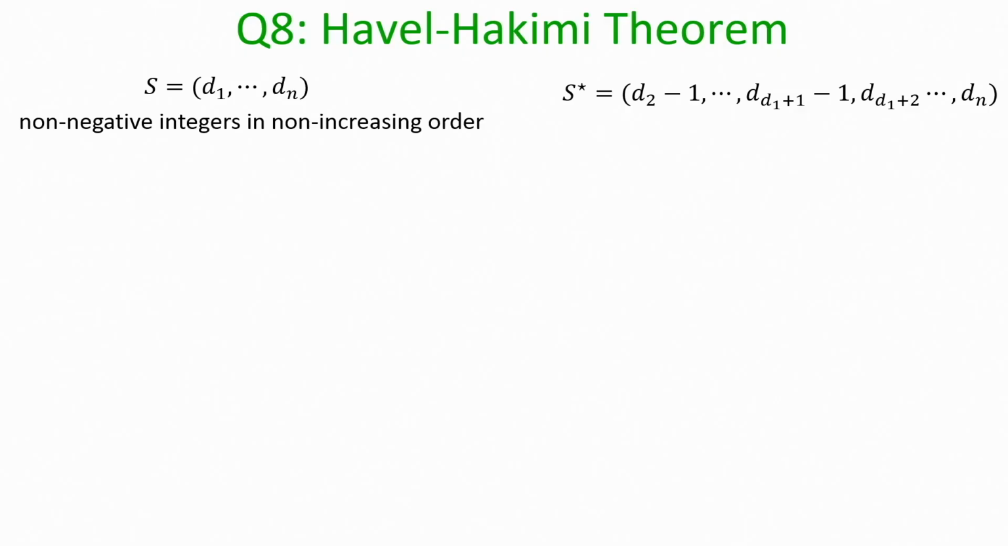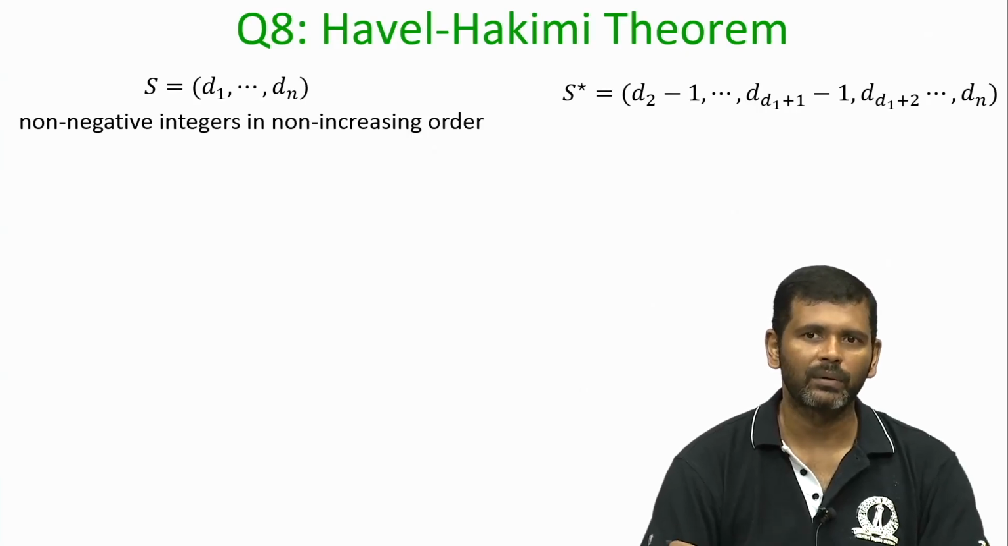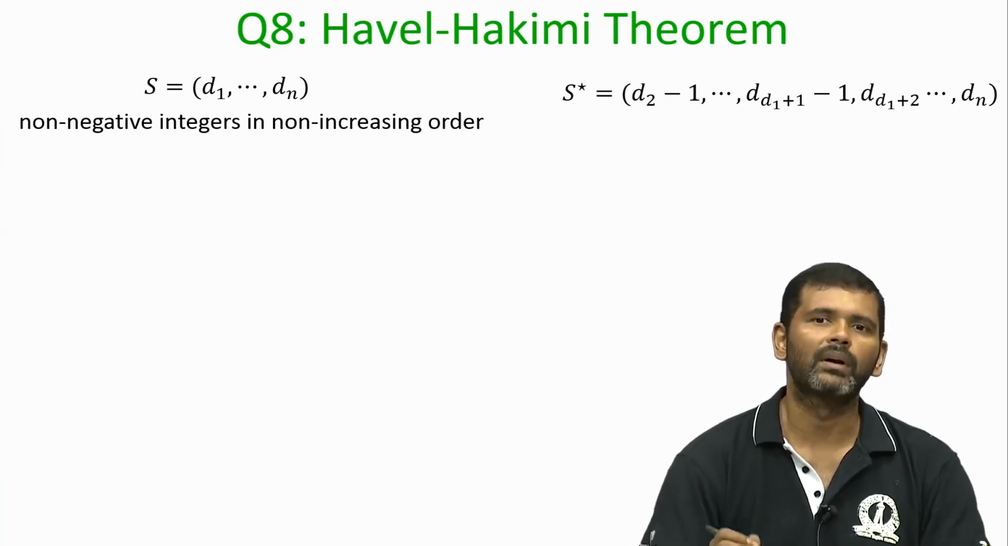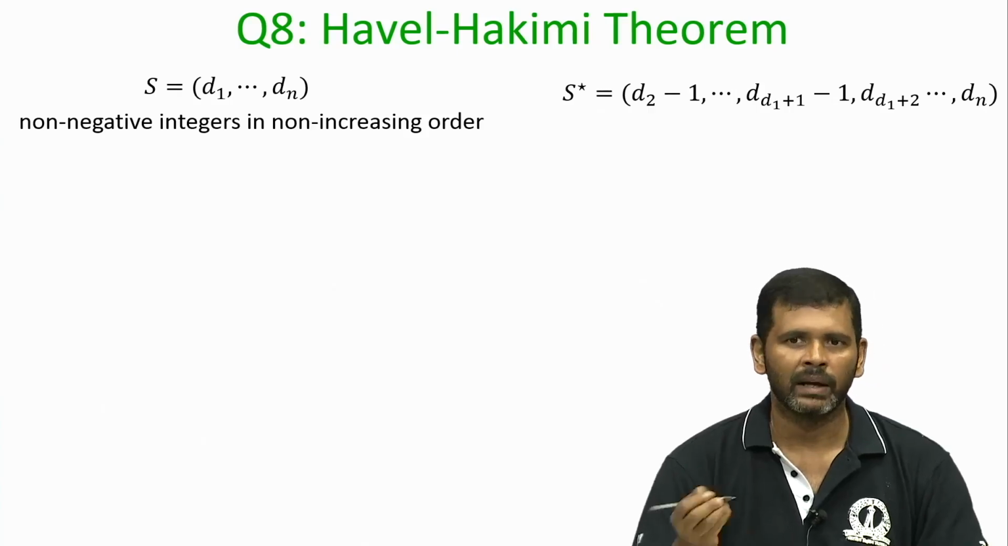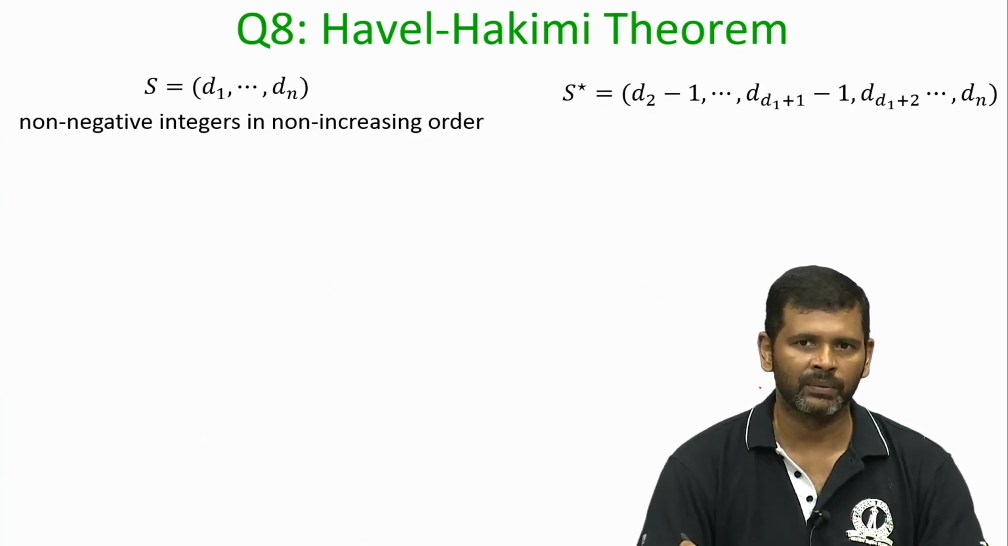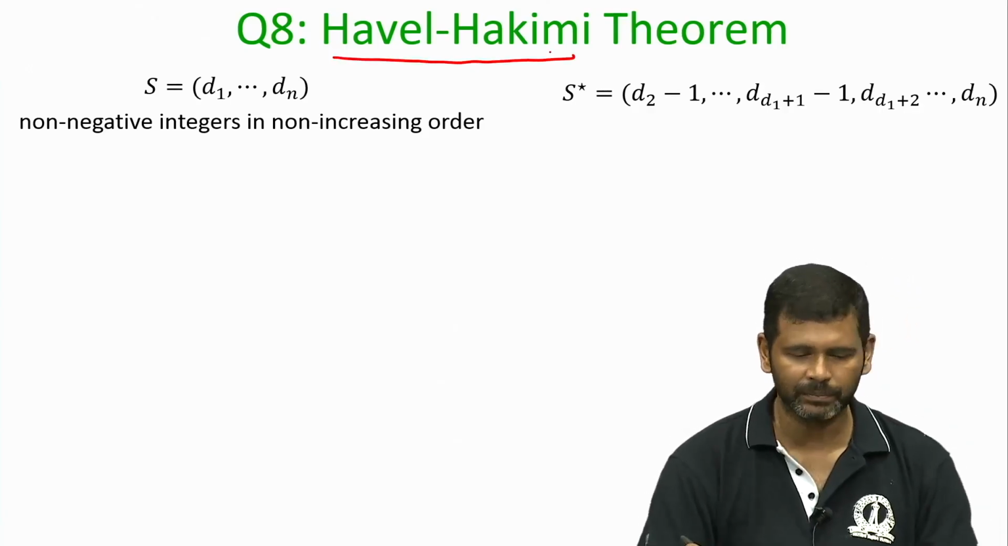Now, in question 8 we want to find a characterization for graphic sequences. If you are given a sequence with n values, how can you verify whether that sequence is a graphic sequence or not? We can't keep on drawing all possible simple graphs and then either prove or refute that the given sequence is a graphic sequence. We need an algorithmic characterization, a necessary and sufficient condition, and that is given by what we call the Havel-Hakimi theorem.